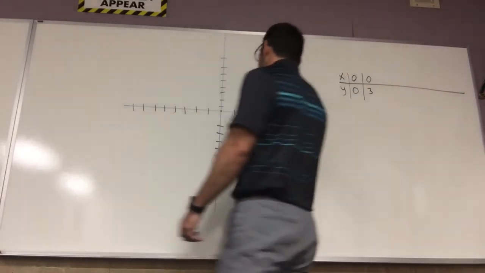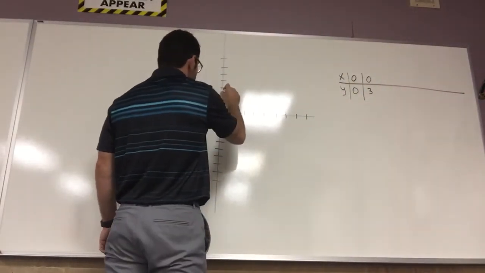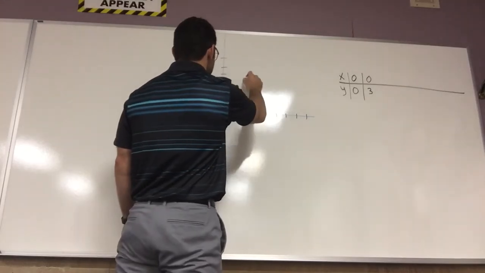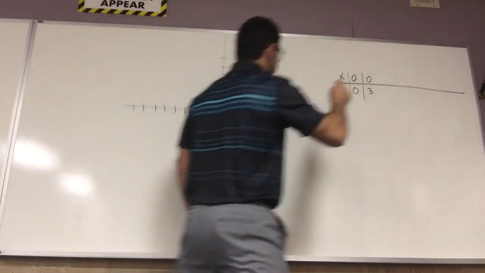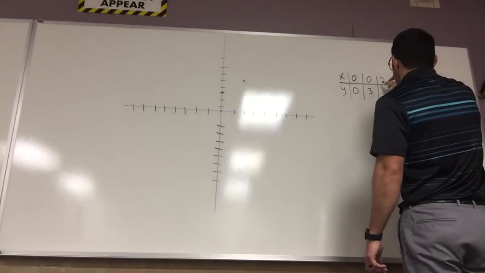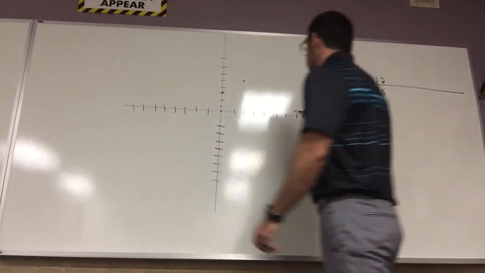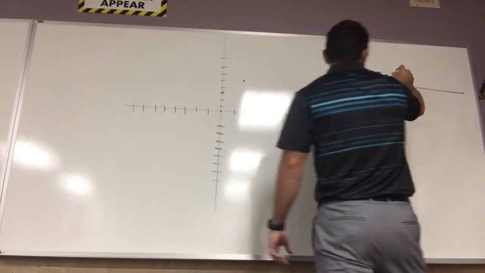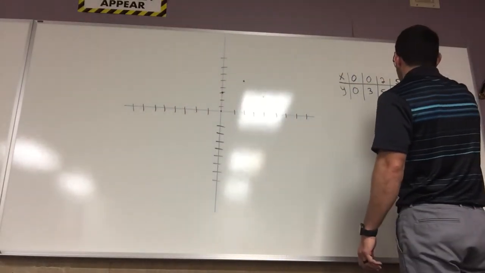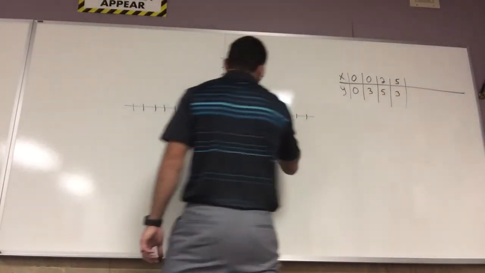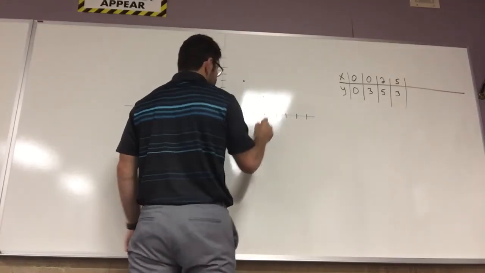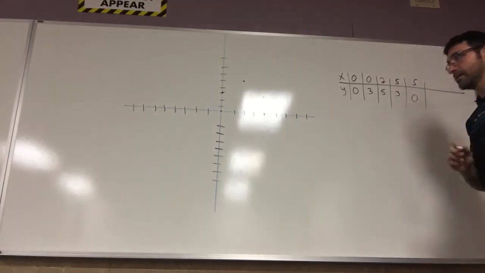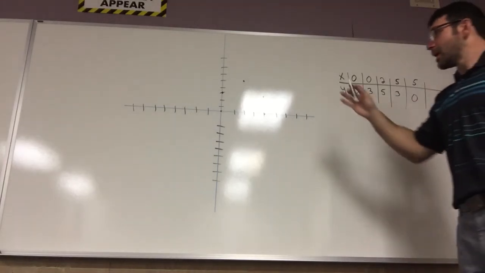And this is just my quick example. It's not going to look great because I haven't thought about it. Then I'm going to go to 2, 5. Now I'm going to go to 5, 3. And then I'm going to go to 5, 0. Okay? So now I've got these points.